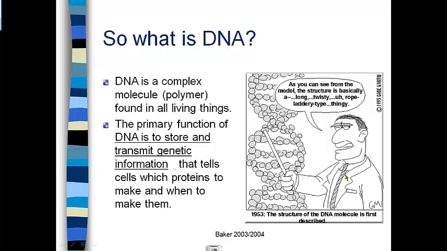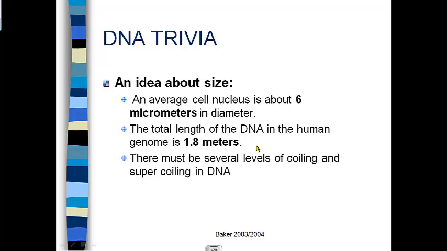DNA, if you don't know the structure of it, if you could take a little piece of DNA and blow it up to where you could actually see it, they believe it would look a little bit like a rope ladder that's been twisted. So if you take a ladder and you twist the ladder, that's what the DNA would end up looking like. Some trivia for you.